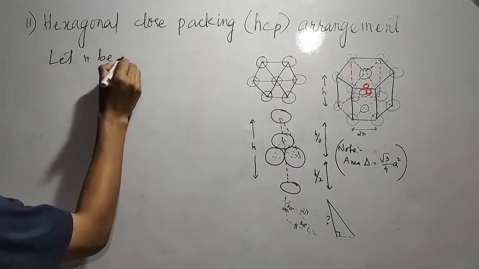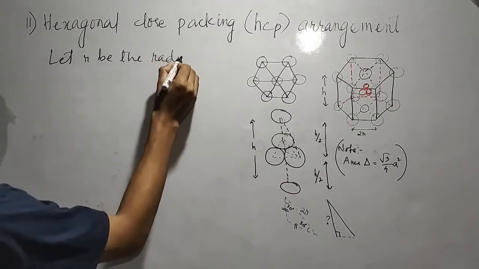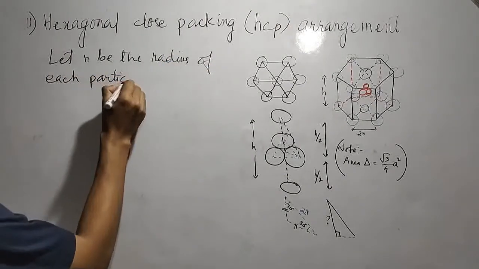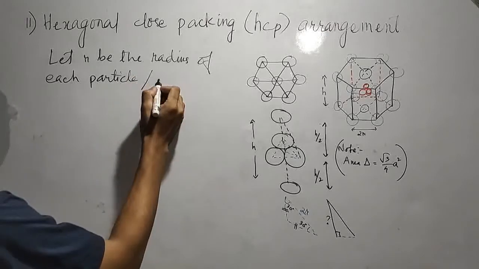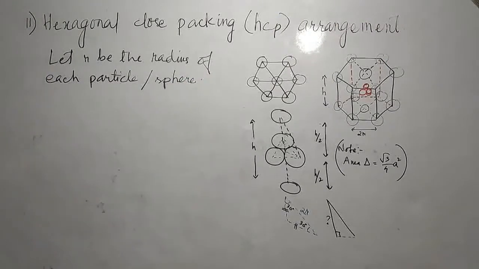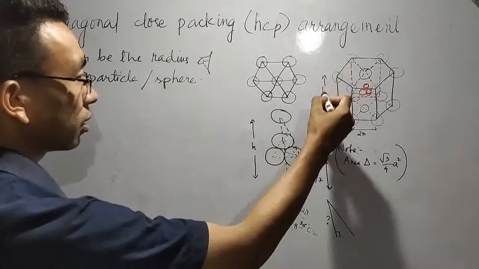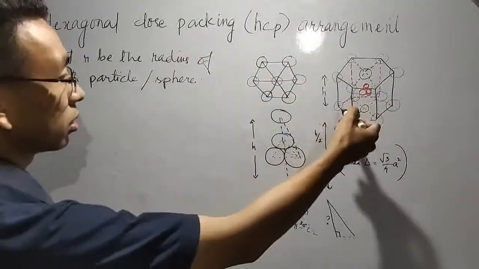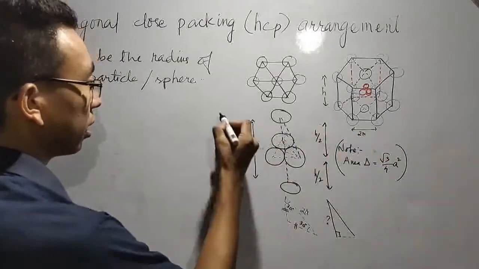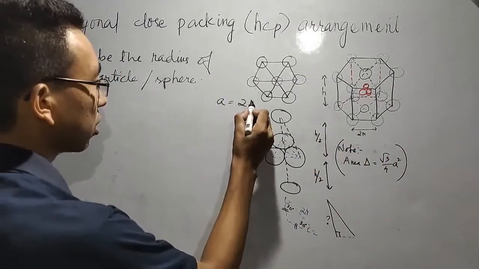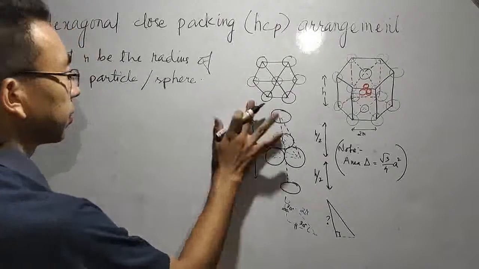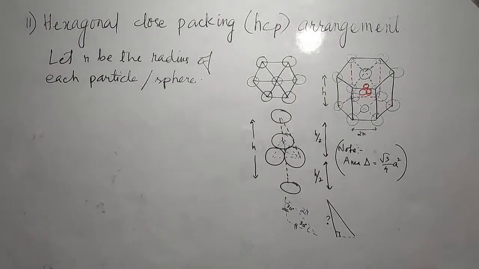let r be the radius of each particle, each particle or sphere. And here you can see the height be h, the height of the hexagon, and the side of this one be 2r. If it is a, then also it will resemble 2r, so we need not take a again, we just take 2r, everything in the form of radius.